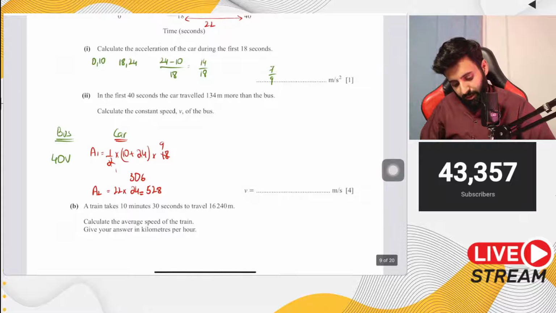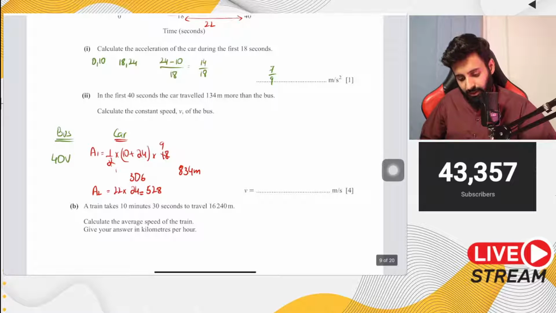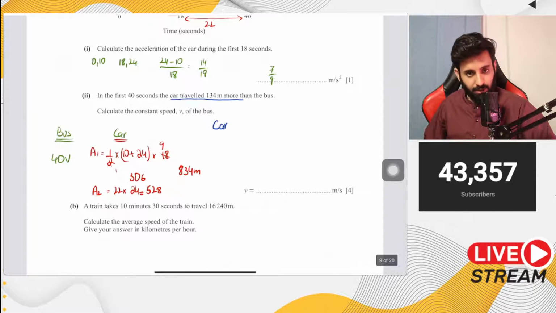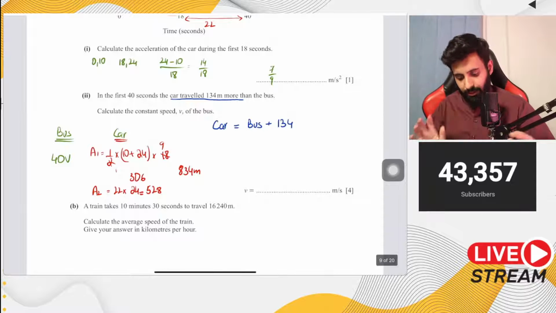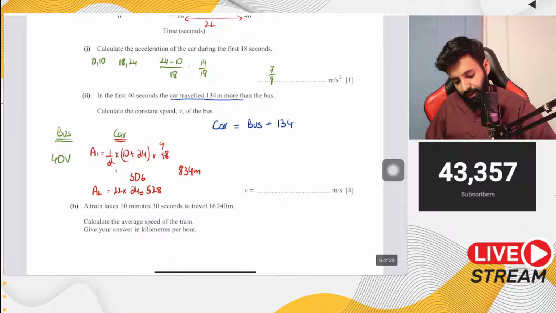So the total distance traveled by the car is 834 meters. Now the question says in the first 40 seconds the car traveled 134 meters more than the bus. So what does that mean? That means the distance of the car is equal to bus plus 134. Make sure that you place the 134 correctly. What's the distance traveled by the car? 834. What's the distance traveled by the bus? 40v plus 134.